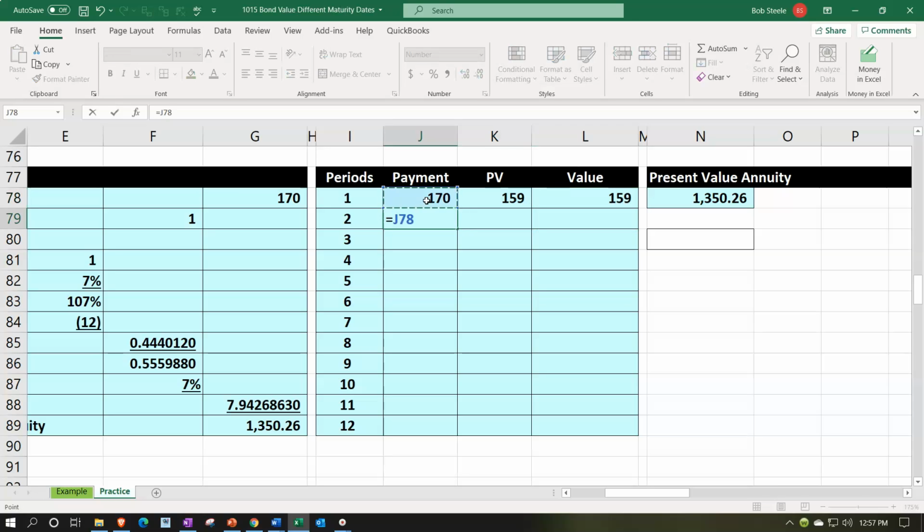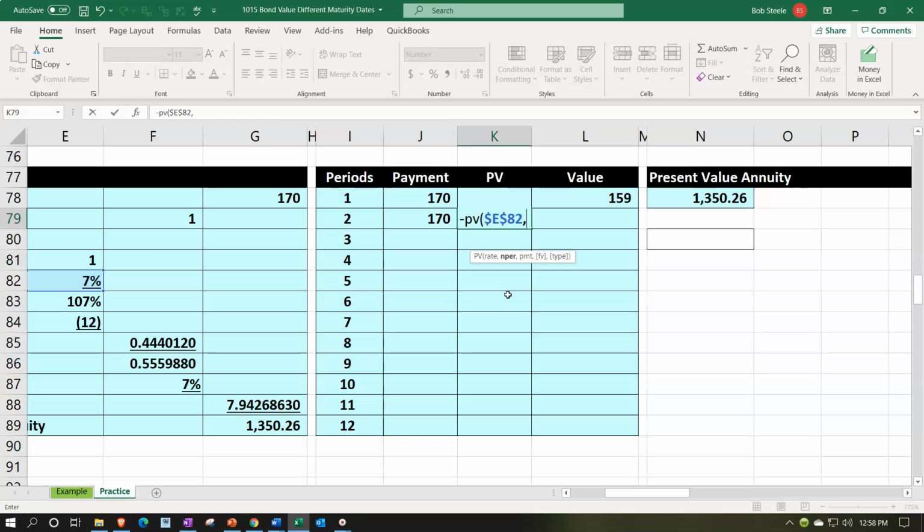Second payment will be the same. Why? Because it's an annuity, and that's like the definition of an annuity. So present value, shift 9. Rate, once again, 7%. I'm going to go ahead and absolutize this as I go now. F4, $ before the E and 82, because I'm going to copy it down. So I'm just thinking ahead here. My mind is thinking ahead like 10 steps as if I'm playing a chess game.